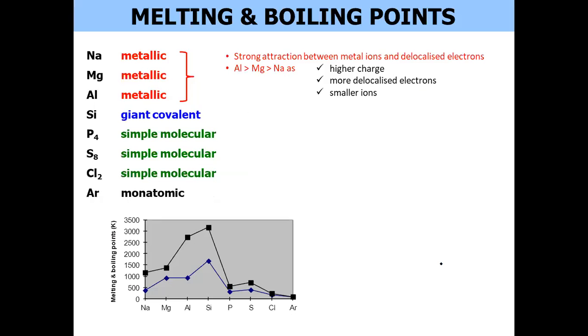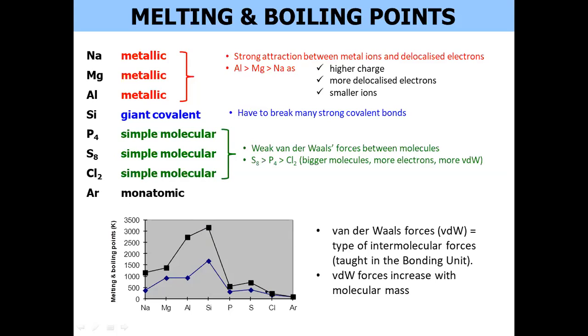Okay, so what about giant covalent? You have to break many strong covalent bonds, so that's why it's the highest. So that's this one here. And then the simple molecular, we've got weak van der Waals forces. Van der Waals force is a type of intermolecular force. We're going to learn more about them in the bonding unit, but you can start getting used to that word. For the purpose of this particular statement, you can just treat that as intermolecular forces.